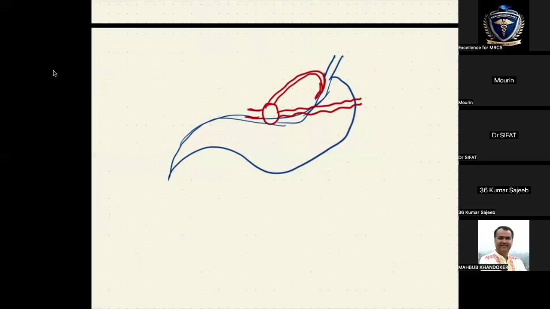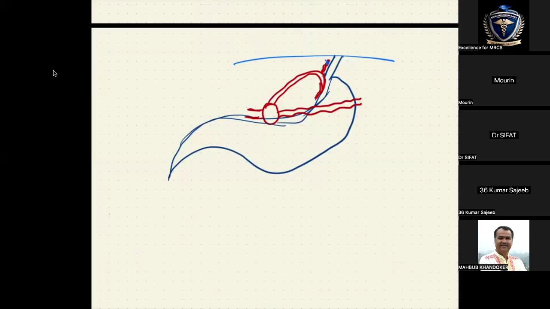This left gastric artery gives a few branches from here to supply the esophagus. The esophagus has a few parts: cervical part, thoracic part, abdominal part. As it has already crossed the diaphragm, this is known as the abdominal part of the esophagus, and this part is supplied by the esophageal vessels.